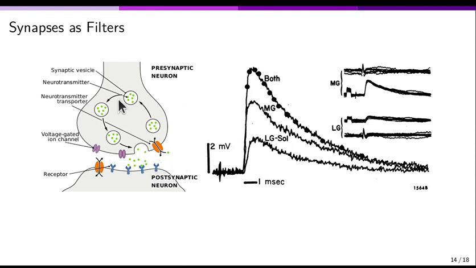It's going to get reabsorbed, and as it's being reabsorbed, the concentration of the neurotransmitter drops. Eventually, these ion channels release the neurotransmitter. That's all going to take place over time, and this is something that neuroscientists measure a lot.